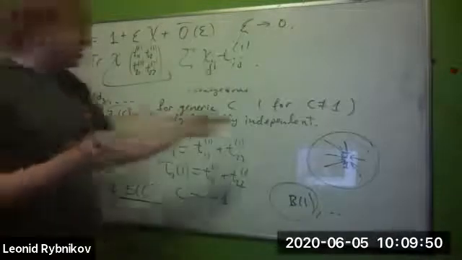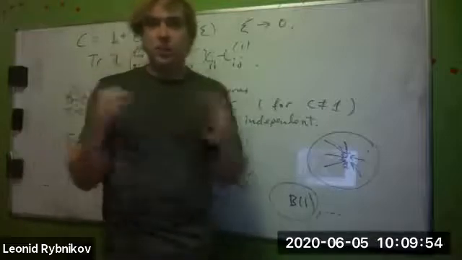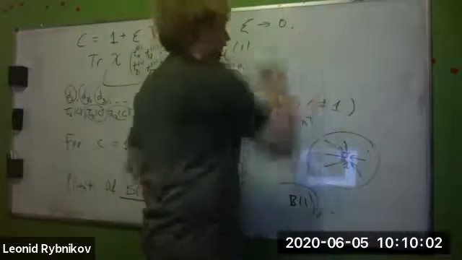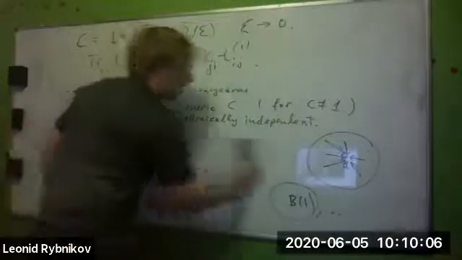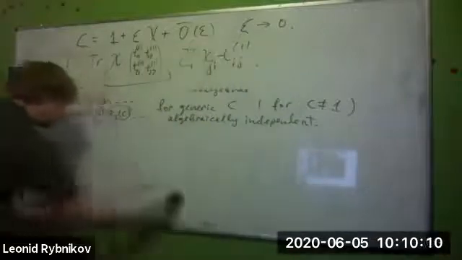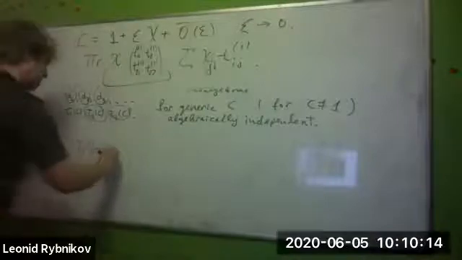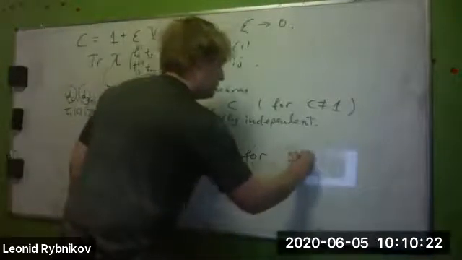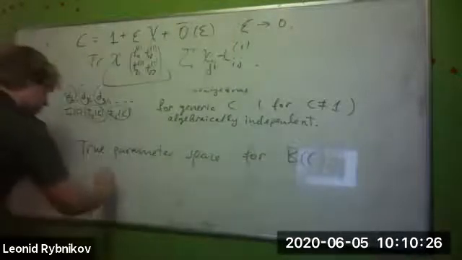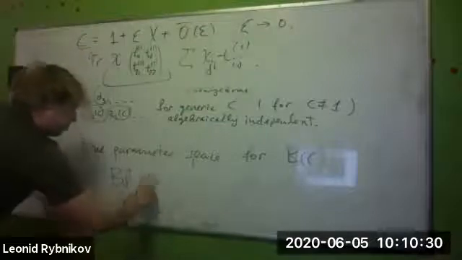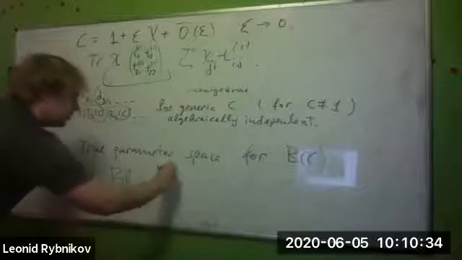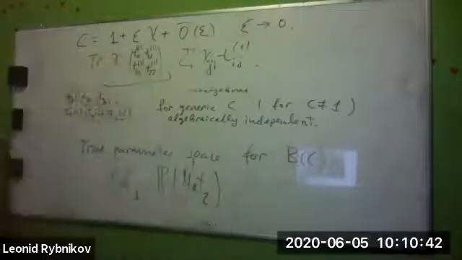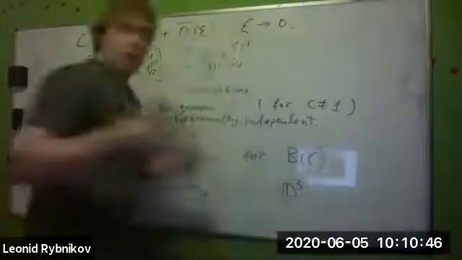Okay, so this means that the true parameter space for commutative subalgebras in the Yangian of GL2 is the blow up of the projective space. So the true parameter space for B of C is the blow up of the unity point in the projectivization of 2x2 matrices. So it is P3 blown up at one point.